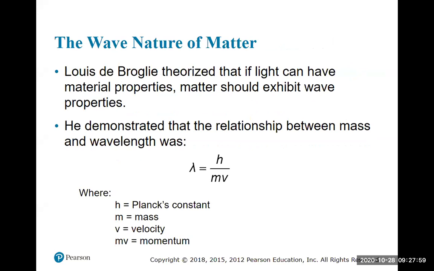back to this dual nature, this wave and photon type nature. And so we got another relationship here. Wavelength equals Planck's constant divided by mass times velocity. Mass times velocity is known as momentum. So what that tells us is wavelength equals Planck's constant divided by momentum.